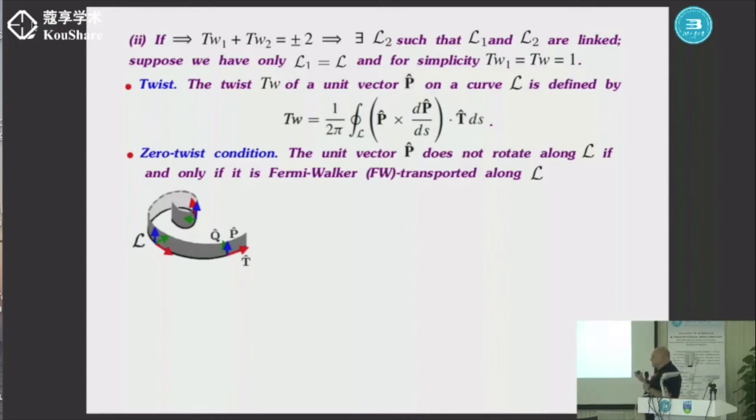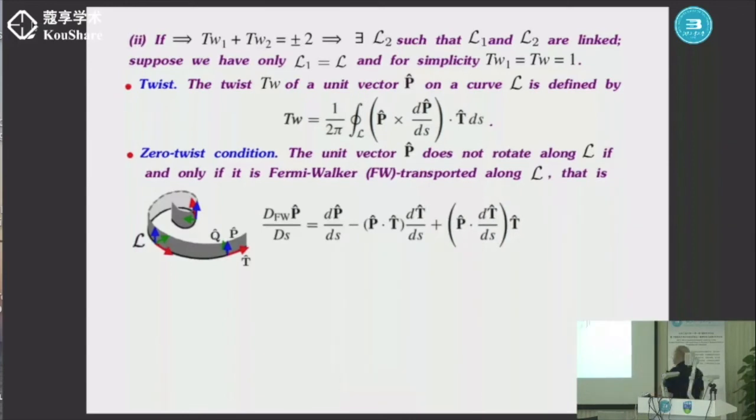And this detects the presence of twist. So the unit vector P does not rotate along L if and only if it is Fermi-Walker transported along L. For this, I need an operator, and this operator was introduced in the 50s, and it is this. So this is the derivative according to the Fermi-Walker transport of P.